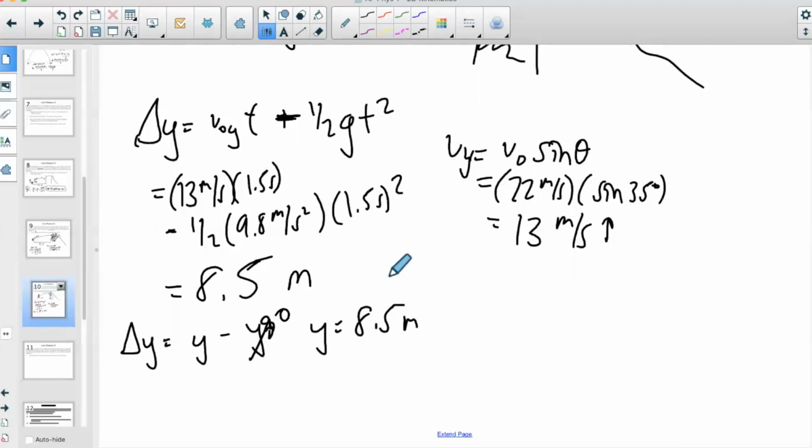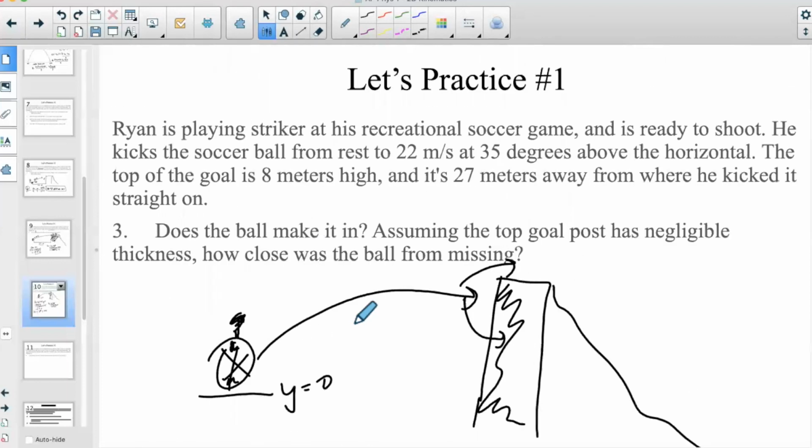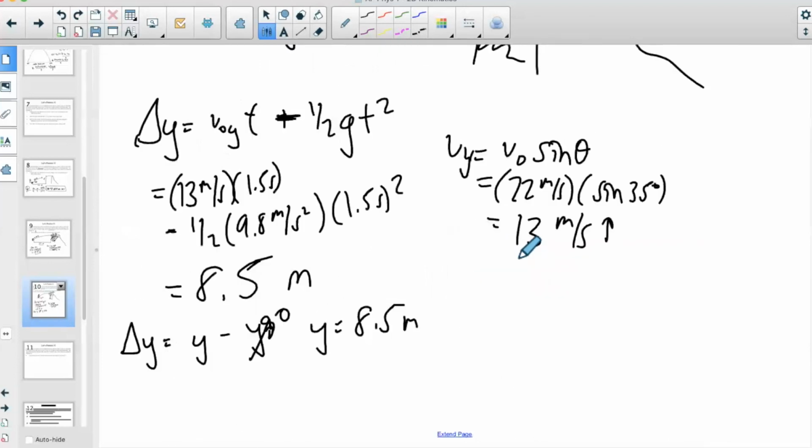But that's not what they're asking. They're asking, does the ball make it in? And for that, we have to extract some info from the problem. We know the goal is 8 meters high. So if the ball right now is 8.5 meters above the ground, and the goal is only 8 meters above the ground, oh no, I guess Ryan missed the shot today. So he does not make it into the goal.